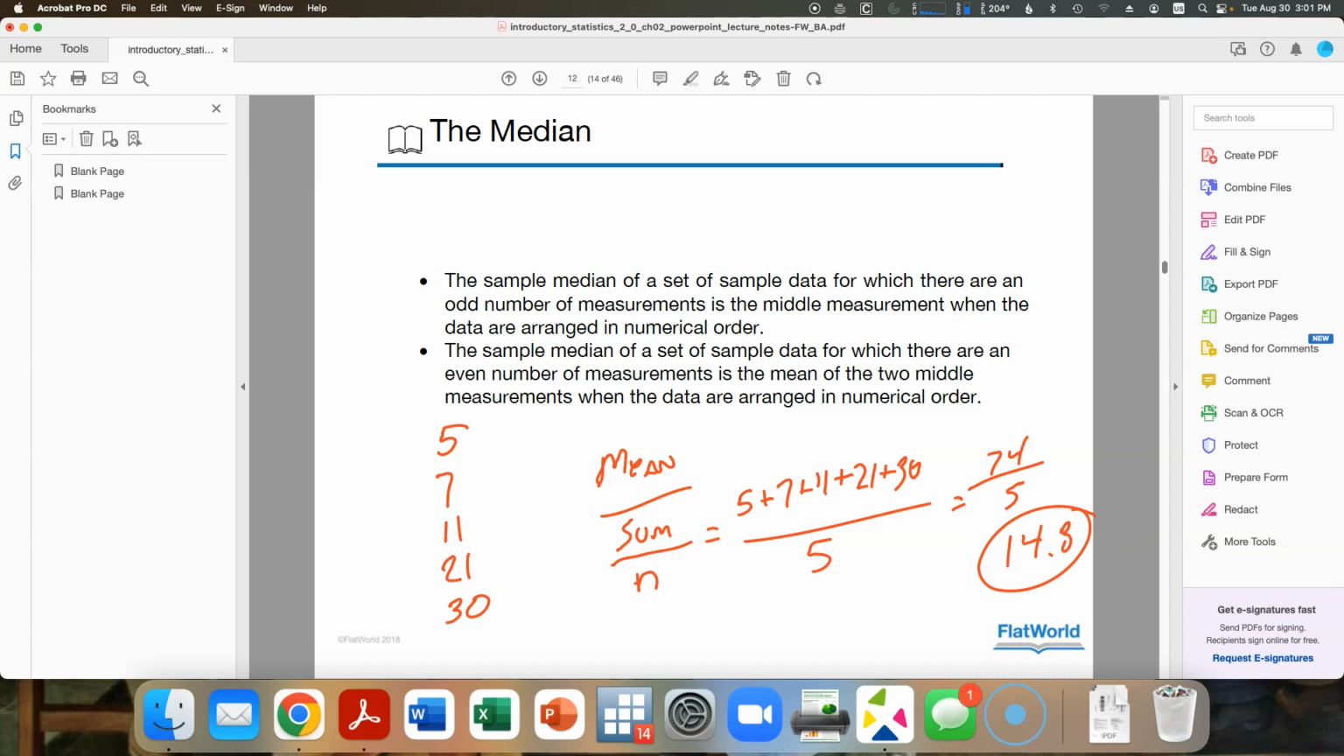Now the median would be 11. Basically the data organized from smallest to largest, middle observation. So you can see here we've got a mean of 14.8, a median of 11. And again, you want to tell your reader of your research everything possible about what your data looks like so that they can then make their own informed decisions about where things are at.